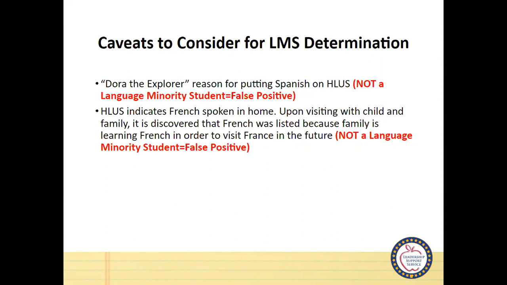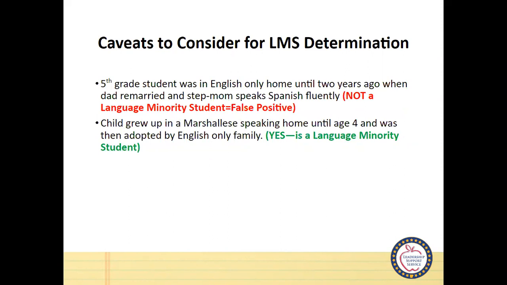One example I've seen is the home language usage survey indicated French was spoken in the home. Upon visiting with the child and family, it's discovered that French was listed because the family is learning French in order to visit France in the future. This would not be a language minority student and is a false positive. Another example of a false positive would be a 5th grade student who was in an English-only home until 2 years ago when dad remarried, and the stepmom, who is now with the family, speaks Spanish fluently. This is a language added later in life, and the student would not be a language minority student.